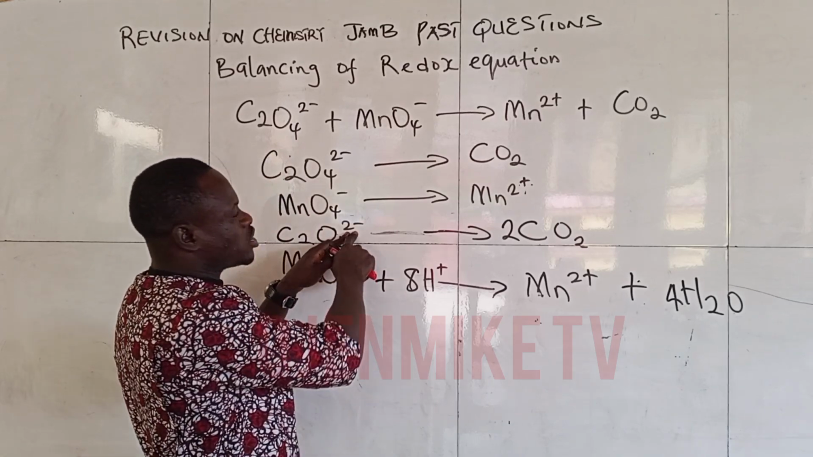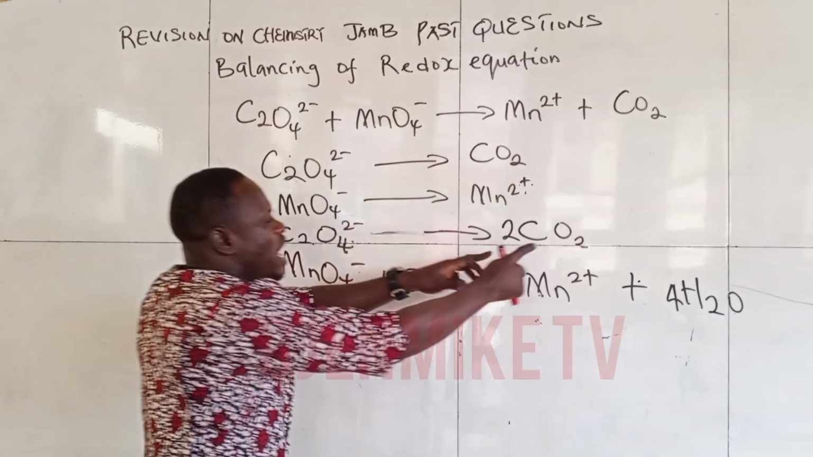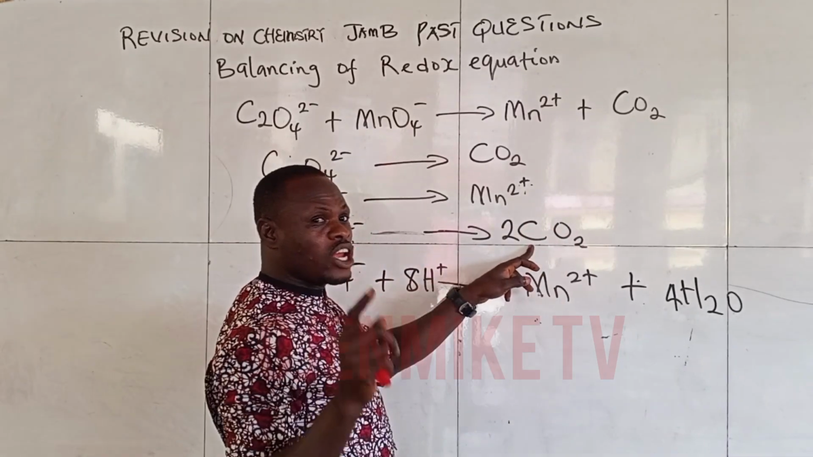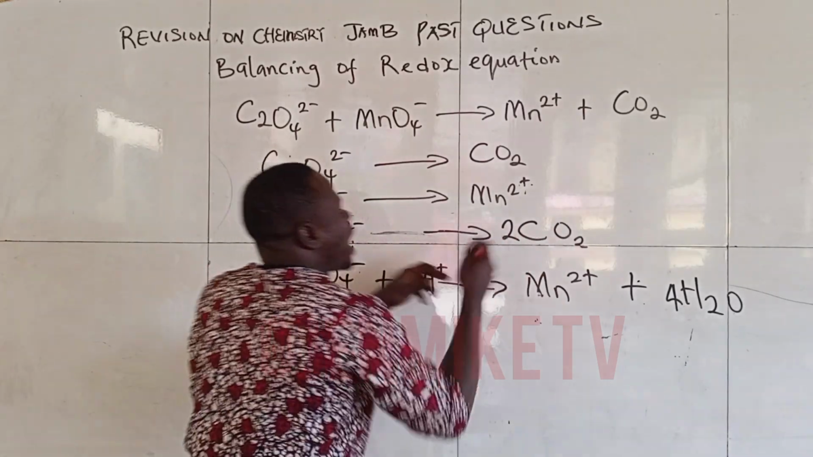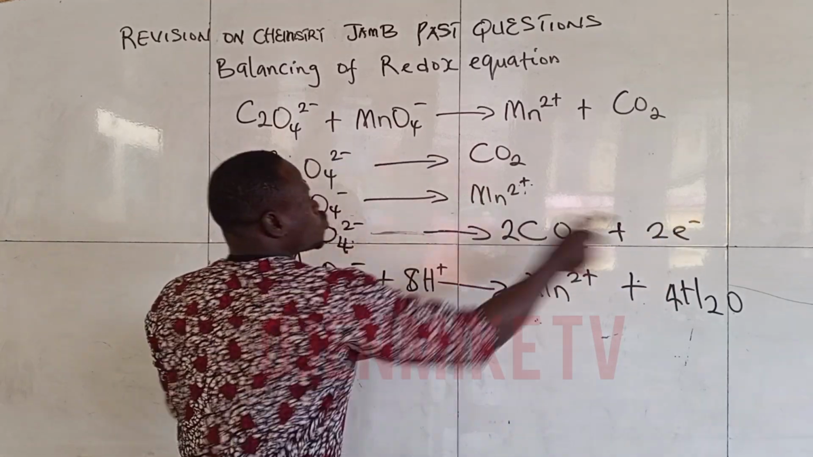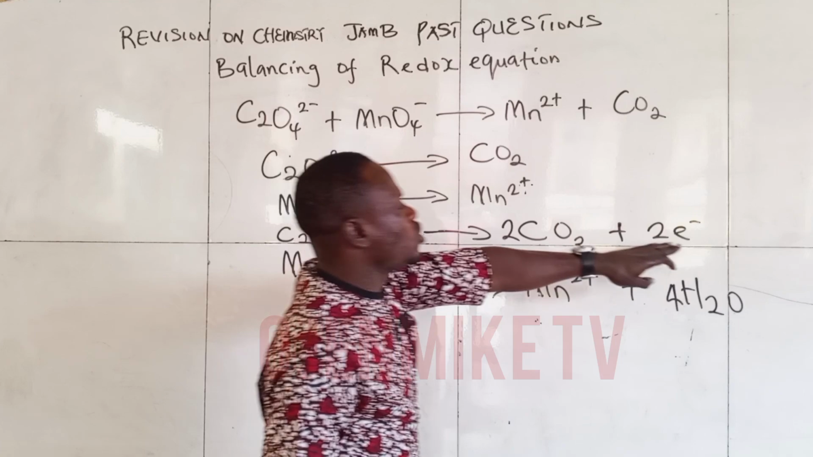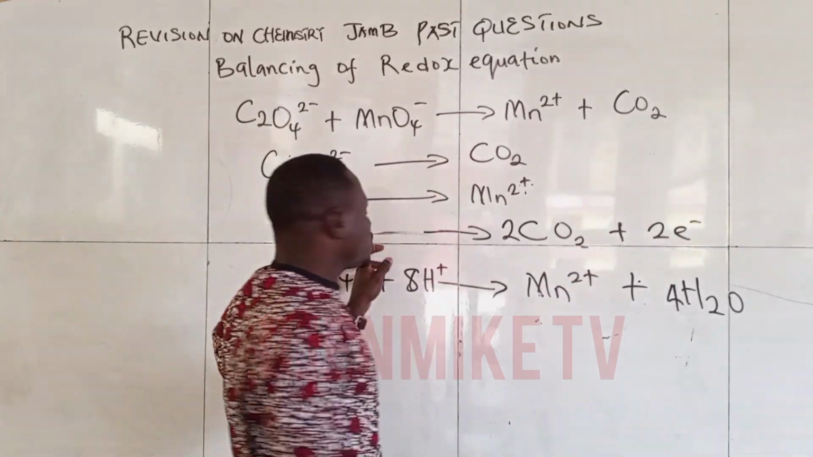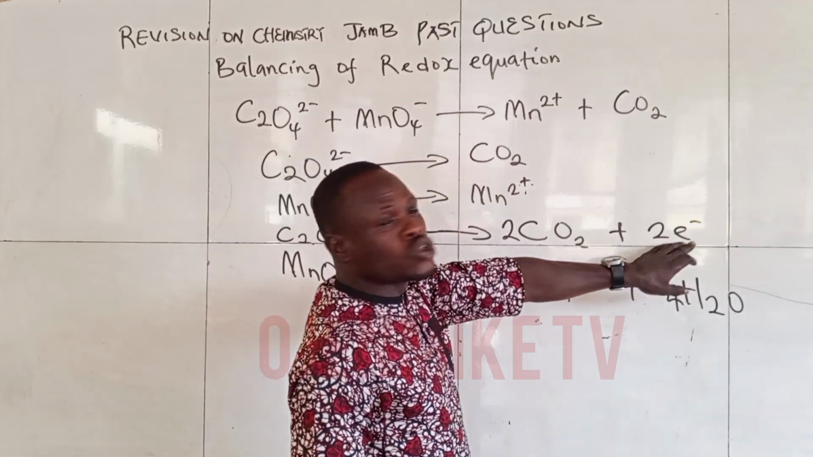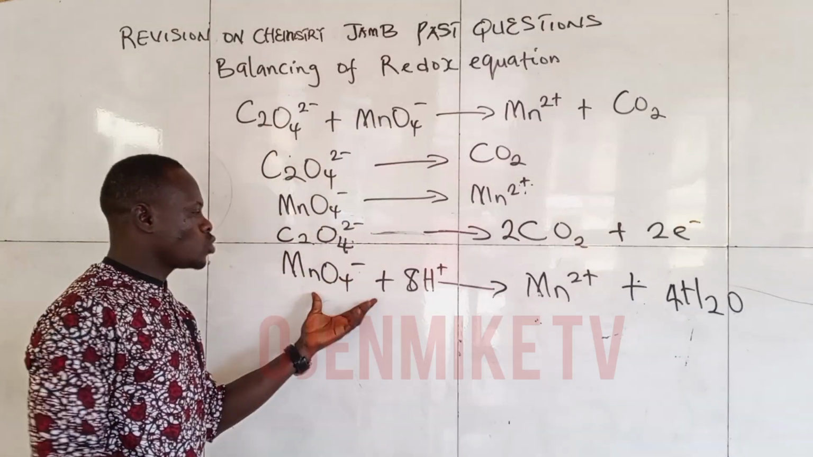So here the charge is minus. So we cannot add the electron here because electron is minus. So here there is no electron and the electron is 0. So we add plus 2 electrons. It means that 2 minus 2 gives us 0. So 2 electrons here and 2 electrons here. The charge here is 2 and the charge here is 2. It means that the charge is balanced. We now proceed to the next one.